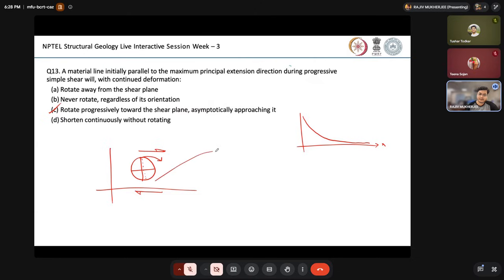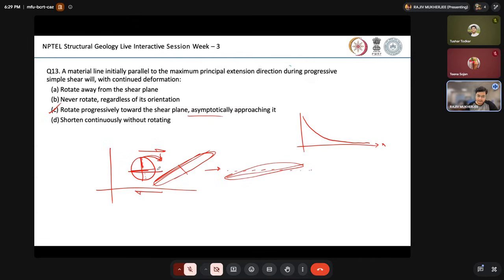So progressive deformation would look like this, and eventually it would be something like this. So this line is rotating like this, and it is trying to be parallel with the horizontal line. So it is rotating, but it never achieves parallelism because it is becoming asymptotic. That's why during progressive rotation in a simple shear, everything will try to be parallel with the shear plane.